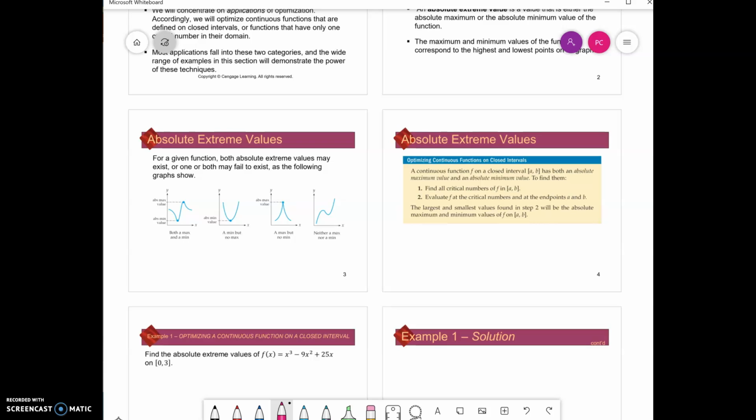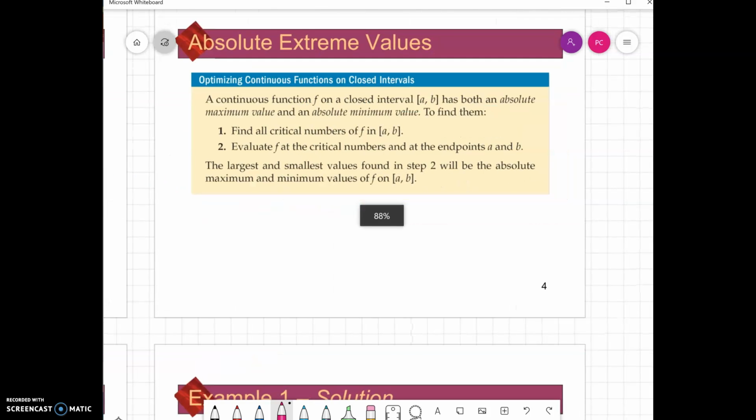So the first one has both a maximum and a minimum. The second one has an absolute minimum, but no max. The third one has an absolute maximum, but no minimum. And then the fourth one has neither. It's going to continue rising and falling at both ends of that graph. But what we're going to be able to do is block the function off for a certain section, and then be able to find an absolute maximum or minimum on that section of the graph. And that's where slide 4 is telling us how to do that.